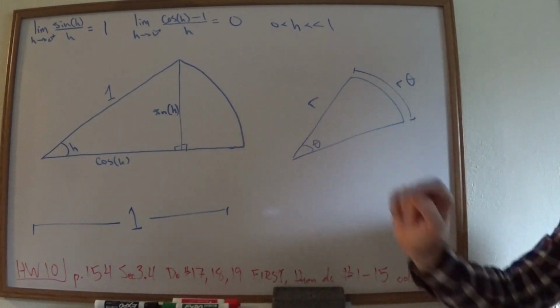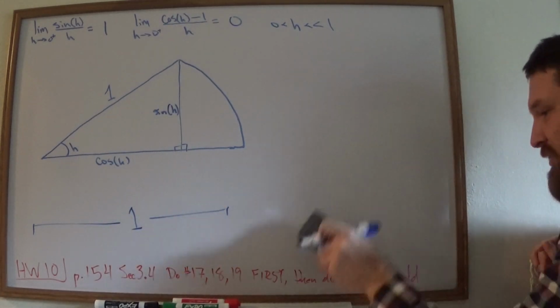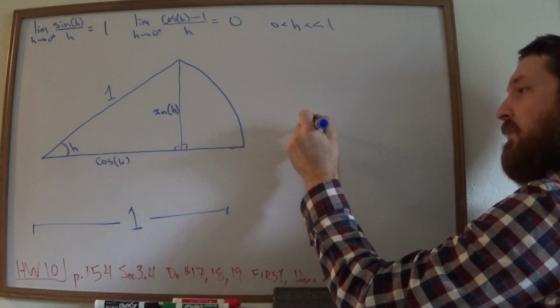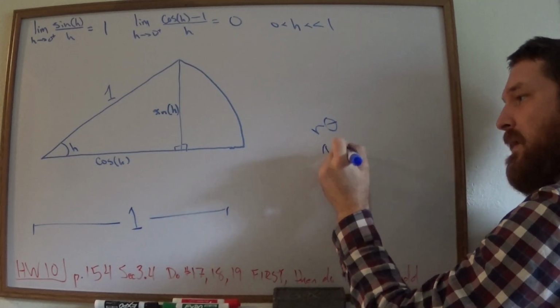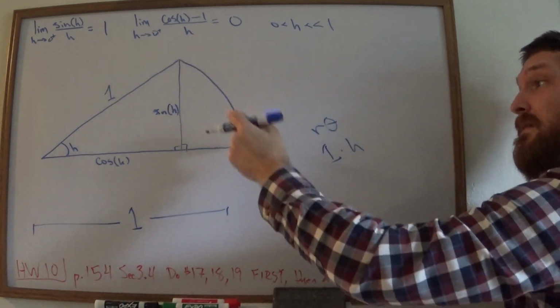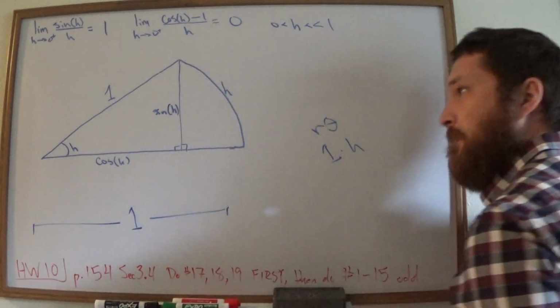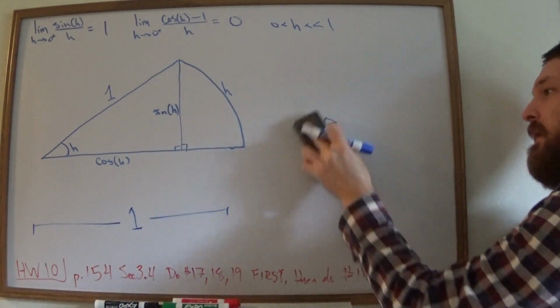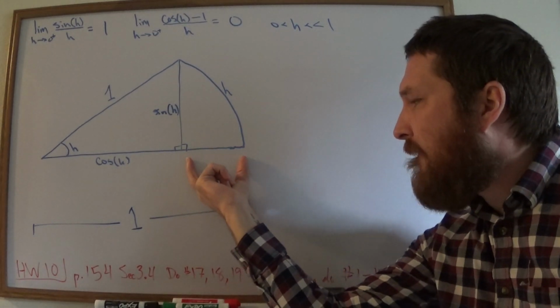So what is this arc length here? How do we find it? It's h times 1, right? The arc length, r theta, the radius times the angle, is just 1 times h, so that length itself is h. Everybody buy that? Okay, all right. A couple more lengths we want. What's this length right here?